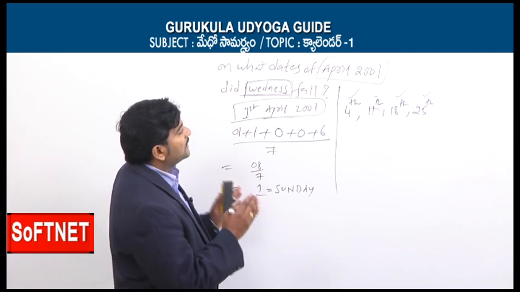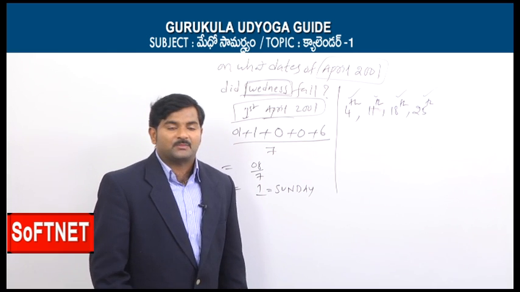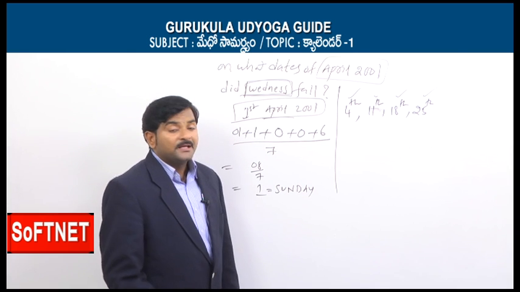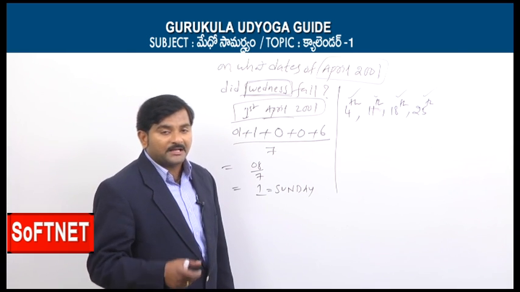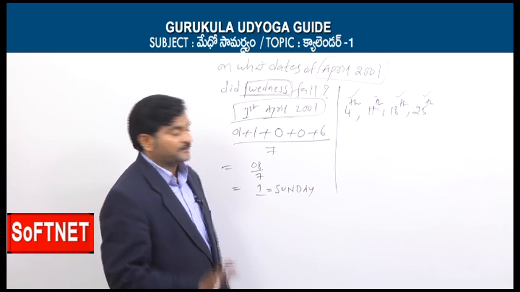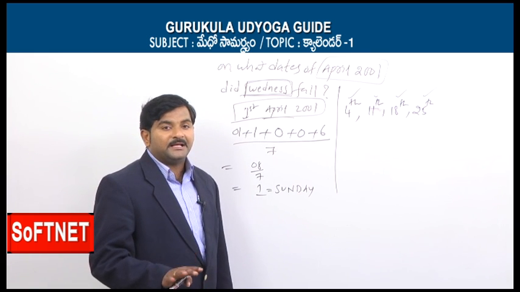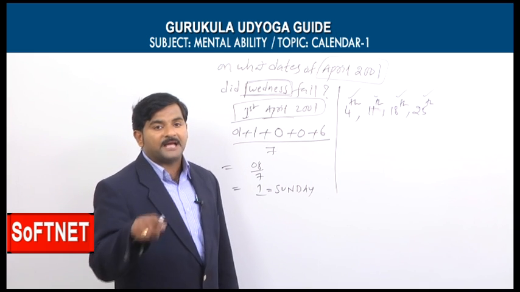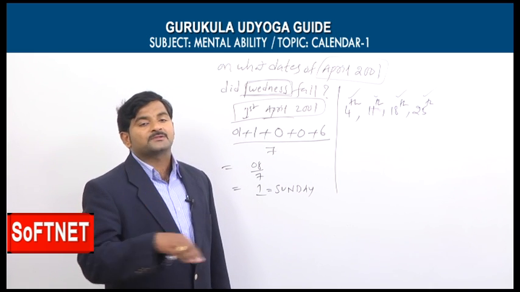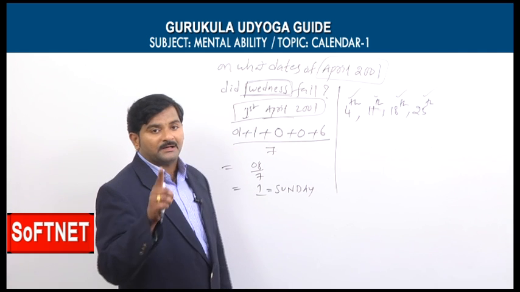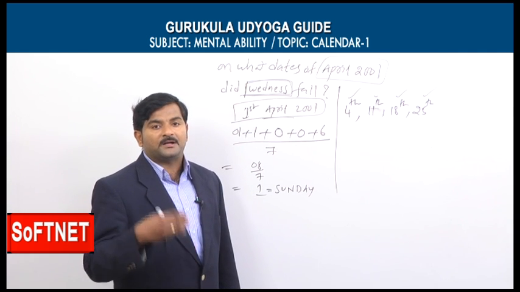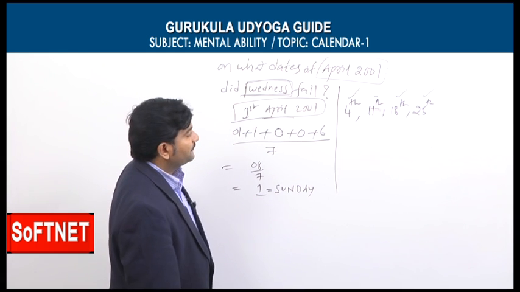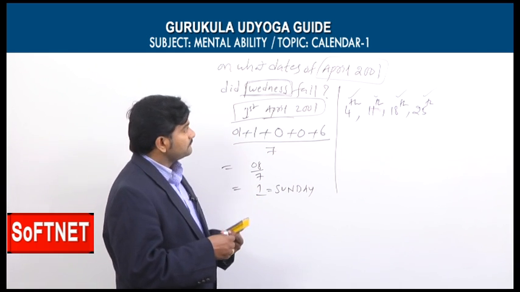Okay, so this is the second type of model. Very interesting model. One more thing I want to stress: even though it is the second type or any kind of type in calendar, if the given year is a leap year and the given date falls in the month of January or February, we simply have to subtract the remainder 1, whatever the type. Type 1, type 2, type 3, type 4, or whatever the model in calendar. Okay, this is one problem in this type.